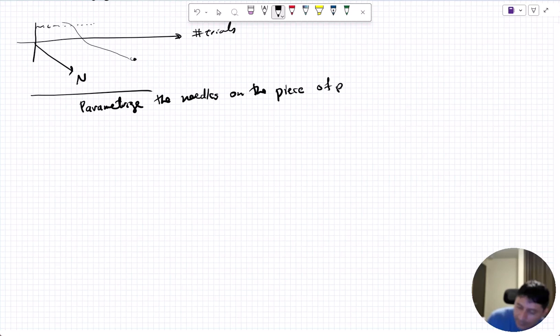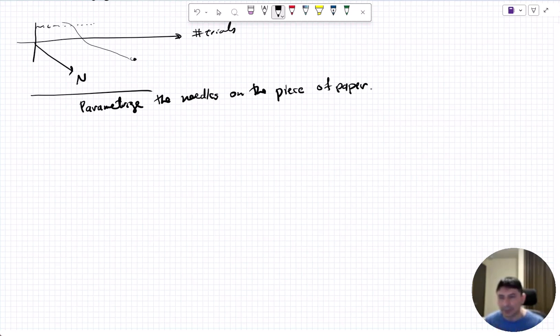Piece of paper. We're going to parameterize them, and this parameterization is going to depend on two variables. And then we're going to call those two variables random variables, right?